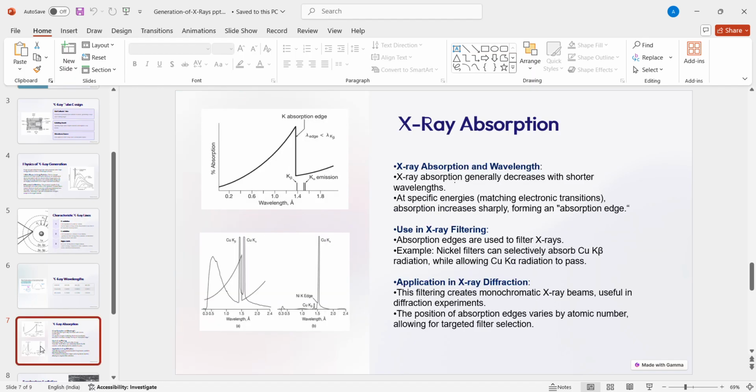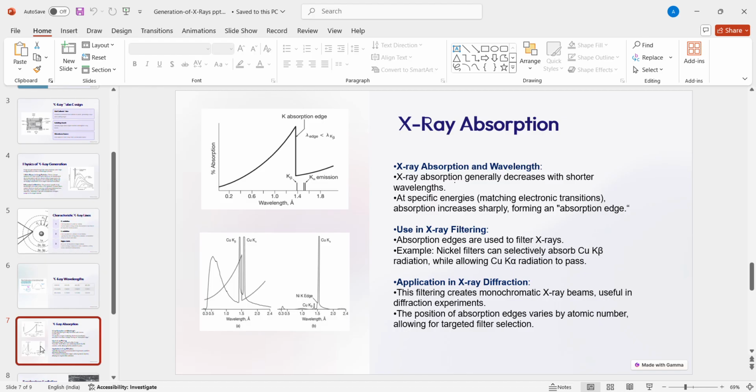Next we will read about absorption and X-ray filtering, and how X-rays get absorbed and filtered. X-ray absorption generally decreases with shorter wavelength. At a specific energy matching electron transitions, absorption increases sharply, forming an absorption edge.